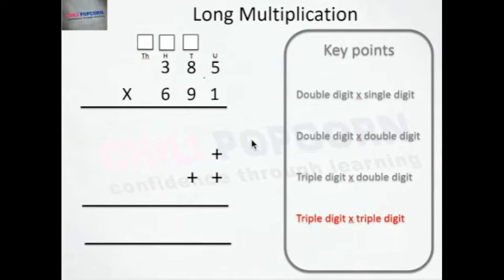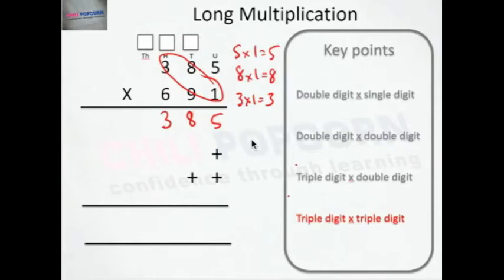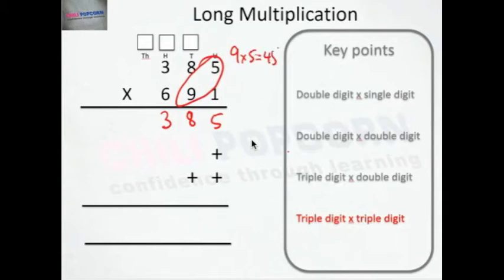So number 1, we're going to multiply 5 by 1. 5 times 1 is equal to 5, so that's 5. Nothing to carry over. Next one is 8 times 1, which is equal to 8. Nothing to carry over. And then the last step is 3 times 1, which is equal to 3, and there's nothing to carry over. The next line we do the 9s. 9 times 5 is equal to 45. So we put 5, carry over 4.